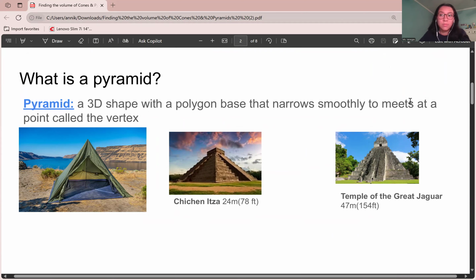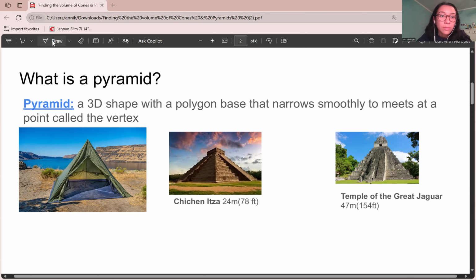3D shape basically just means it's three-dimensional, and a polygon base means that the base of your shape, the thing at the bottom, kind of holding the shape together, is going to be a polygon. A polygon is basically any shape that has at least three sides. So triangles are polygons, squares are polygons, rectangles, pentagons, hexagons, and so on, that narrows smoothly to meet at a point called the vertex. The vertex is just the tippy top point.